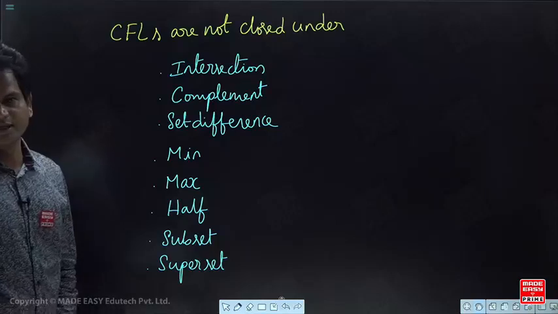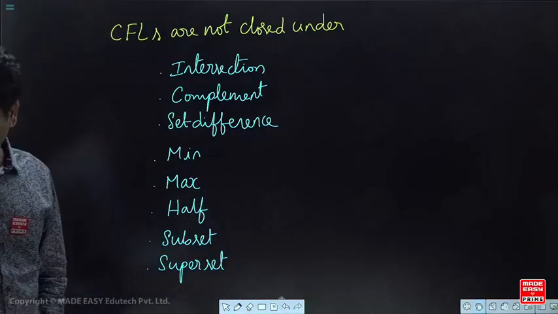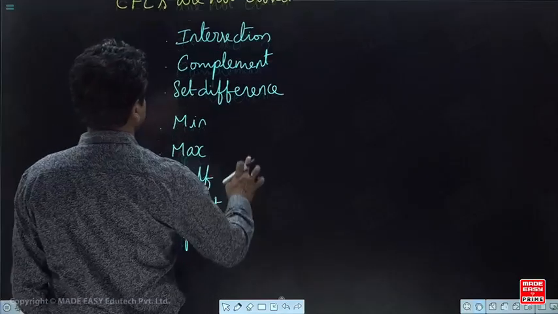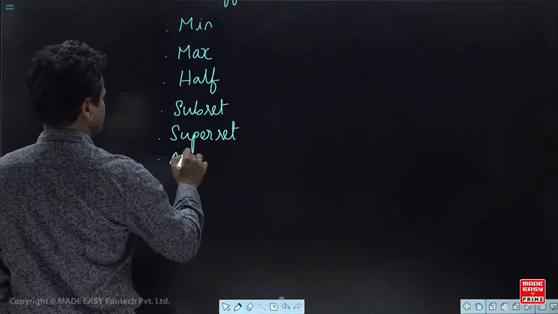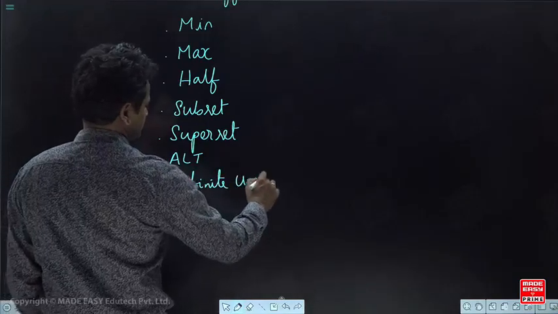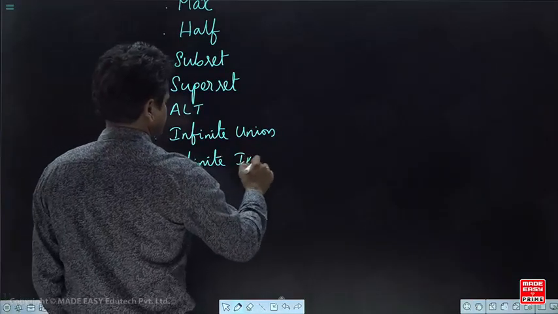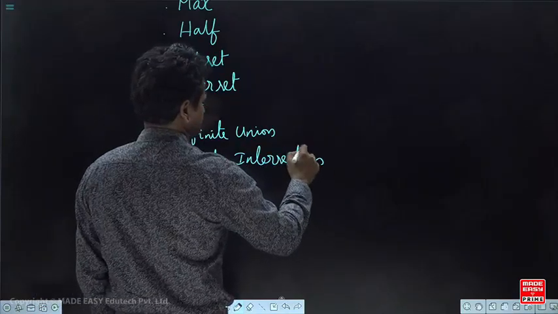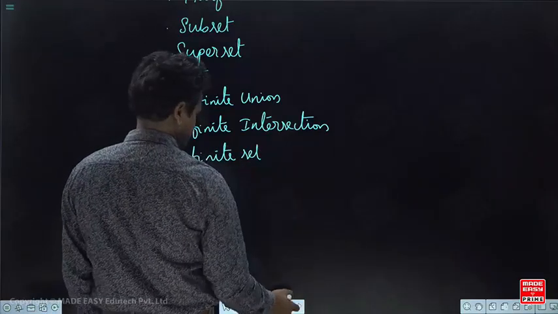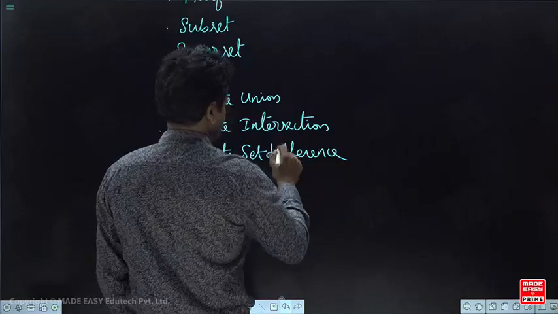Next, I told you no language is closed under infinite union, infinite subtraction, infinite set difference. That also you can add. Okay, copied. Next: infinite union, infinite subtraction, infinite intersection, infinite set difference. Okay, copy.